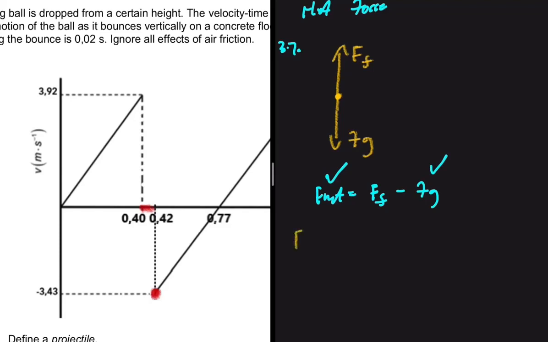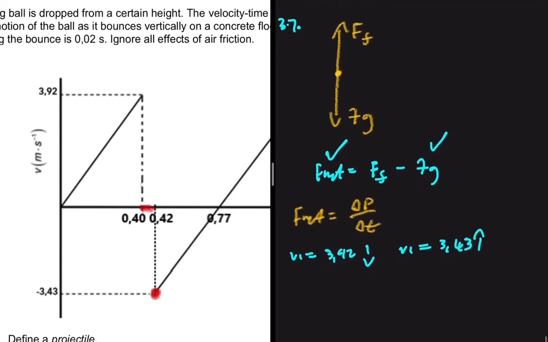We know that F net is equal to the change in p divided by the change in t. So at 0.4, we start with a velocity of 3.92, and at 0.42, when we leave the ground, we have a velocity of 3.43. Now it is important to note that it is 3.92 downwards, and then it is 3.43 upwards. So that will be essential when we choose which direction we take as positive and which direction we take as negative. And obviously our change in time is 0.02 seconds.